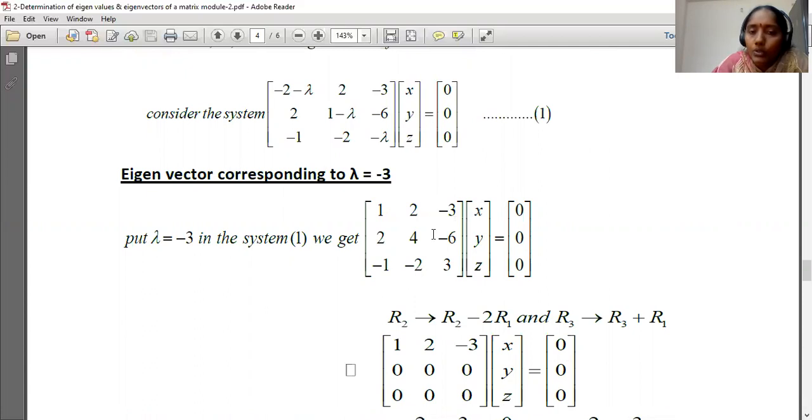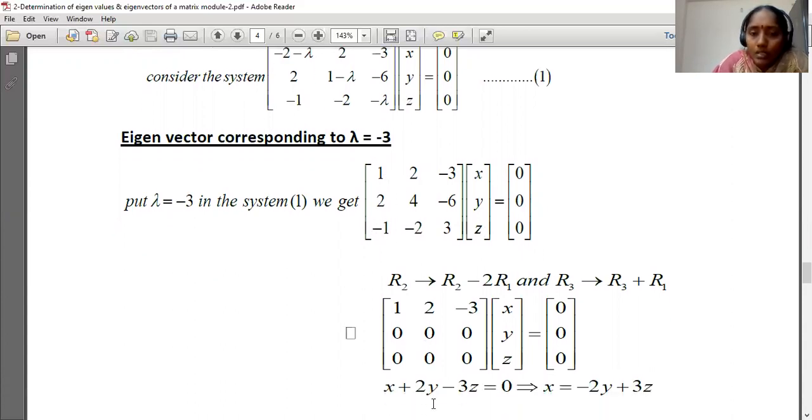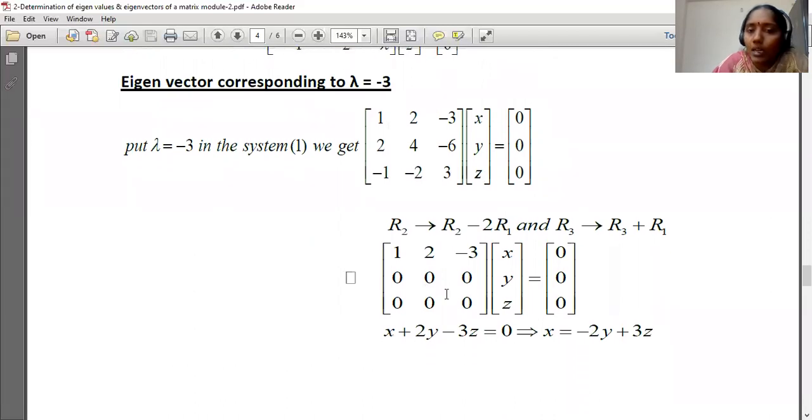Now, using elementary transformations, that is R2 tends to R2 minus 2R1. Using a11, this one converts into 0. Now we apply the transformation on R3, so R3 tends to R3 plus R1. Because this is now an upper triangular matrix, or what we consider as echelon form, now write the equations. x plus 2y minus 3z equals 0.